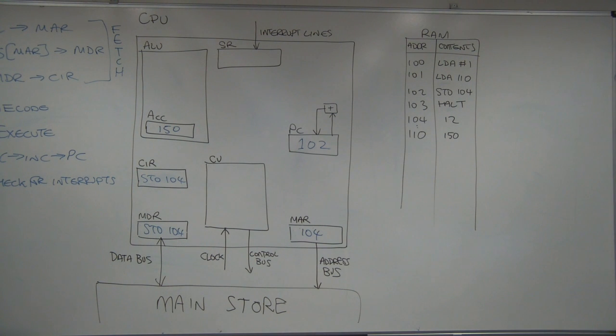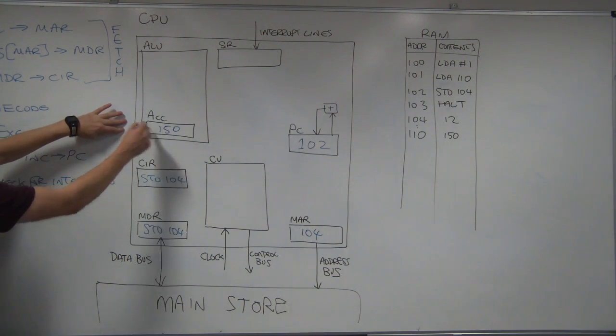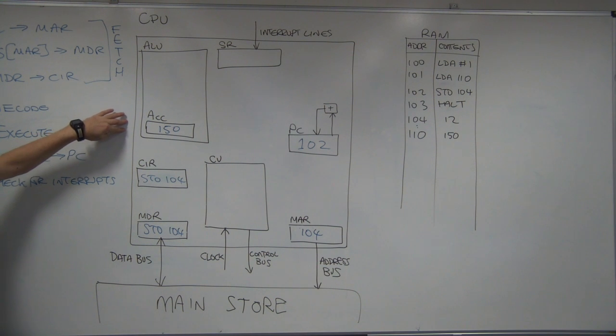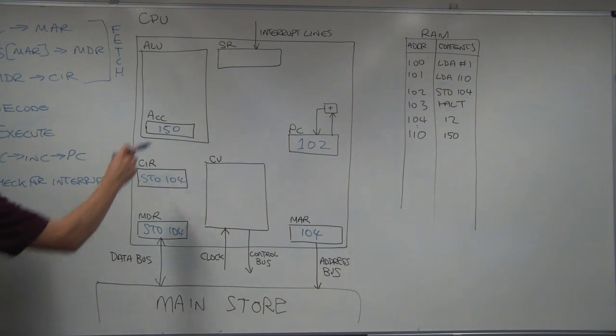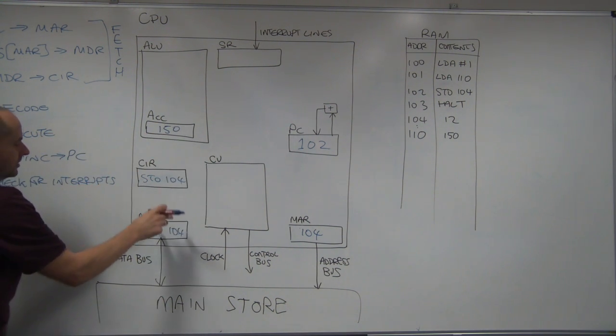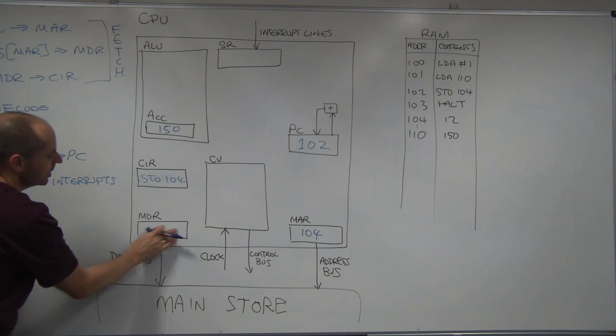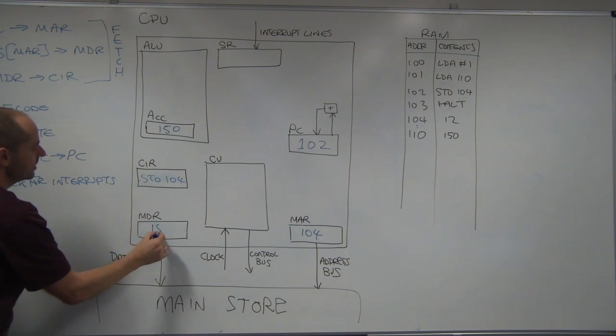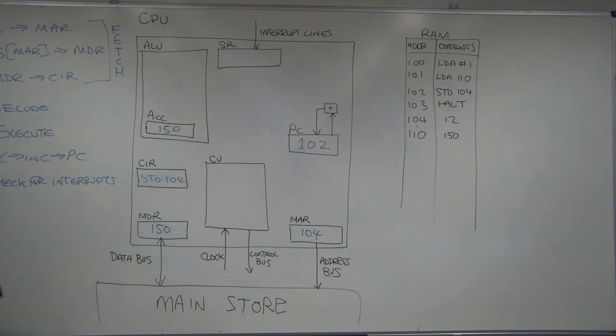But the value I want to store is here. That is not connected to the data bus. So the control unit also needs to move this value to here. So it copies the accumulator to the memory data register. Now, on specific architectures, you might be able to transfer straight out. But on our simplified version, this is what it looks like.